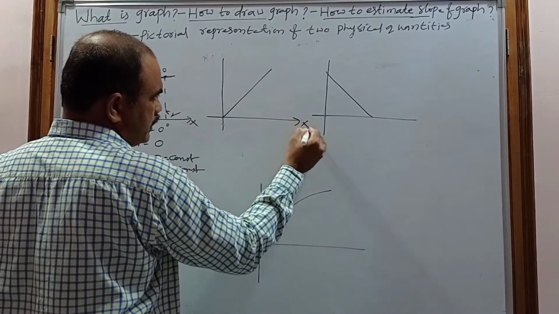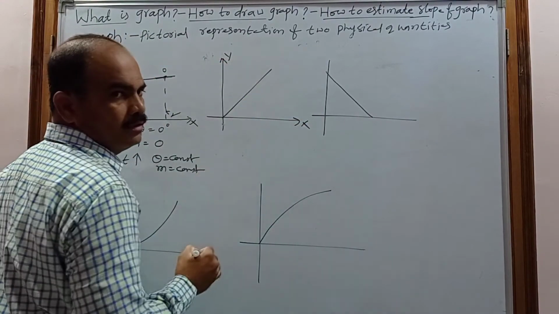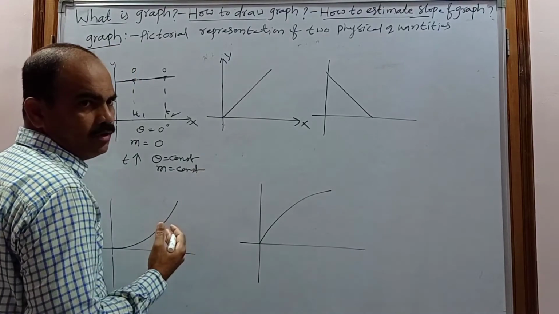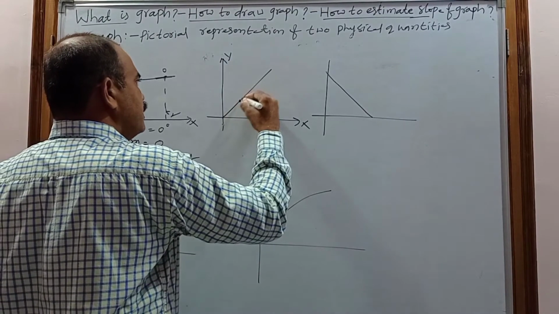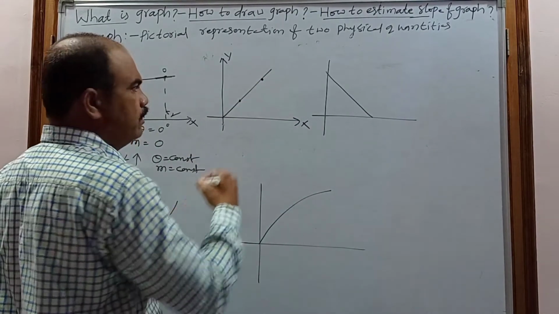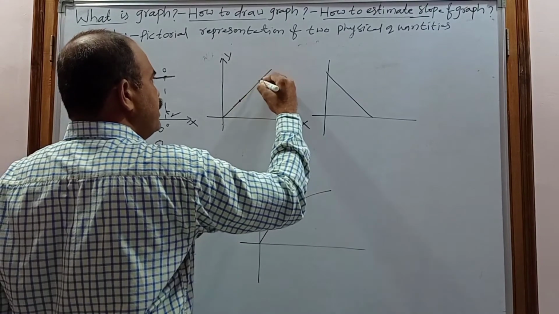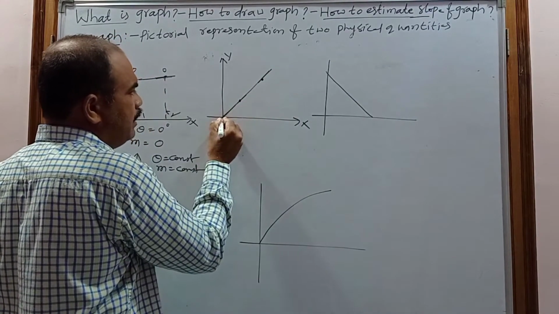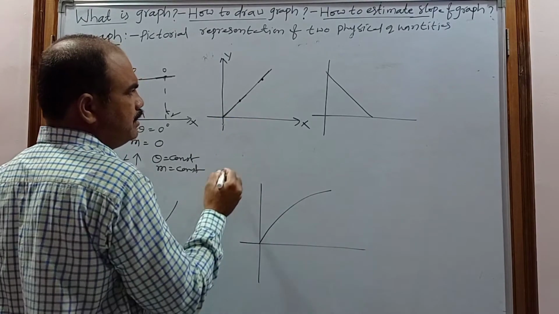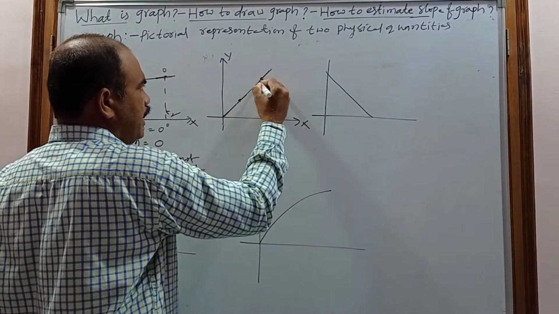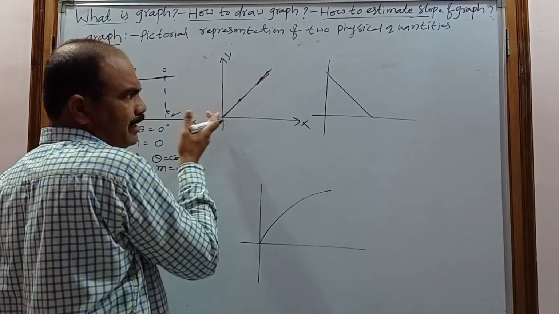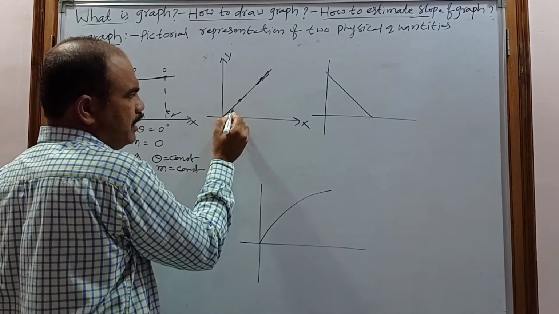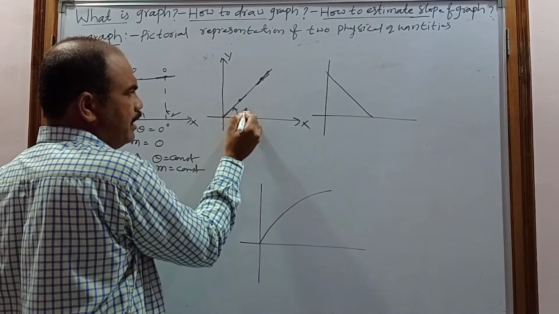Now coming to this graph, this is the x-axis and this is the y-axis. How can we estimate the slope? Again the same, select the 2 points, draw the tangents at those points, and extend those tangents until they intersect the x-axis. These tangents are in the direction of the same line. So estimate the angle made by this line with the x-axis.